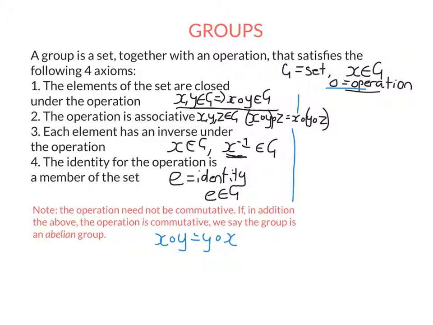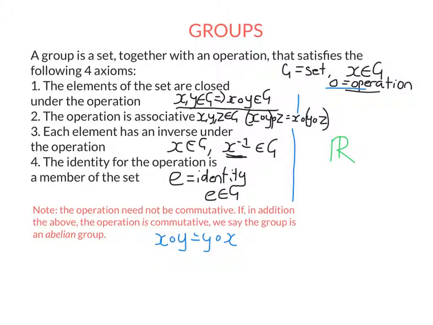So let's look at an example of a group or some non-groups as well. Hopefully this will make these axioms clearer. Let's look at our set of real numbers again. That includes all the integers, all the fractions and rational numbers, all the irrational numbers like pi, square root 2, square root 3, whatever. The real numbers just includes all the numbers that you know.